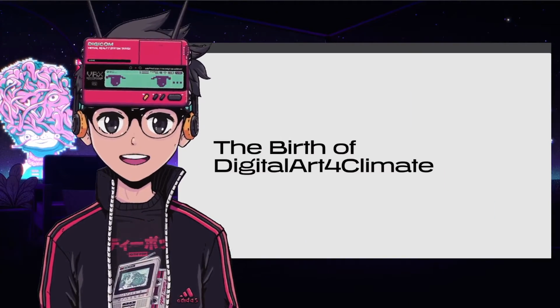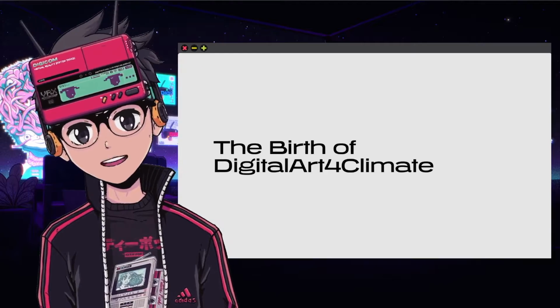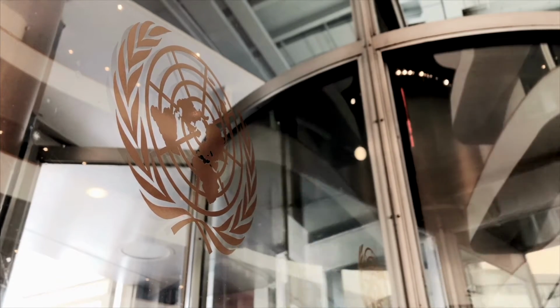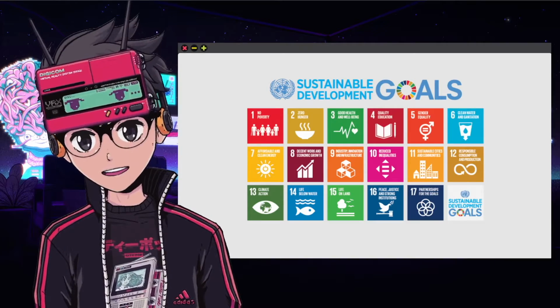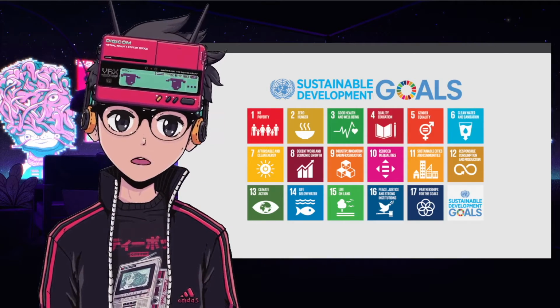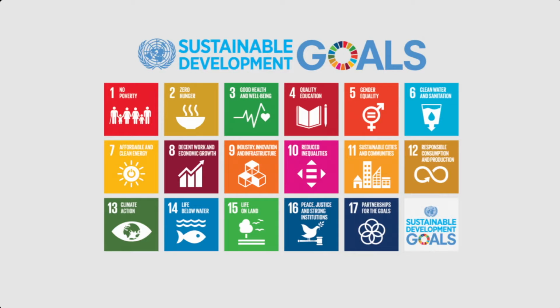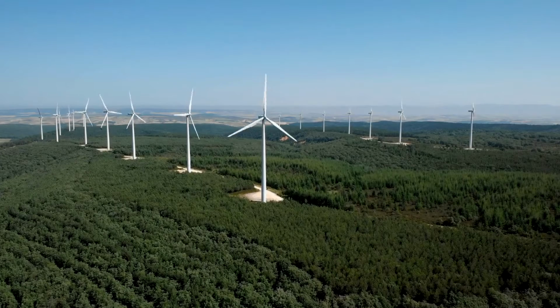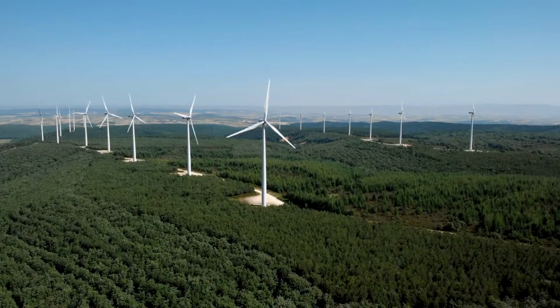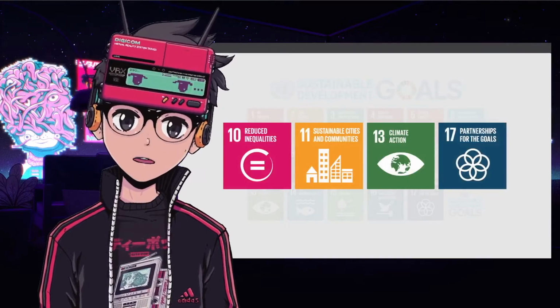To best understand what is Digital Art for Climate, it's best to start from the beginning. In 2015, the United Nations General Assembly, yes, that United Nations, created a program called the Sustainable Development Goals, or SDGs. There are 17 goals in total, and each one of them seeks to help make our world, the one you're in right now, a better place. Digital Art for Climate addresses 4 of them.